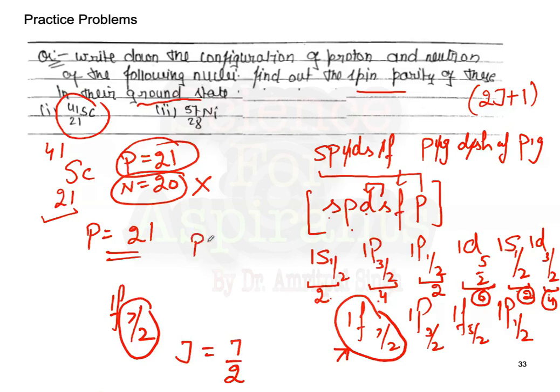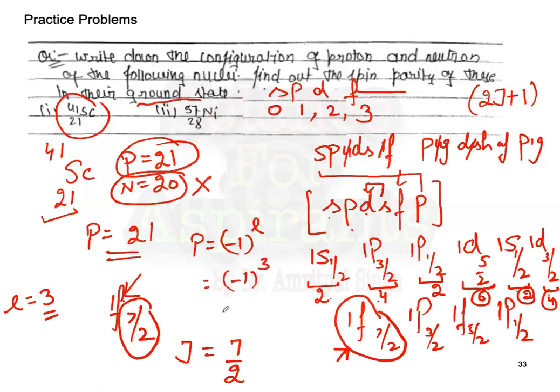Now I have to find the parity. So parity is (-1) to the power L. It is present in f orbital. So L will be equal to 3, because I have explained for 0, 1, 2, 3, this is s, p, d, and f. So (-1) raised to power 3, it has negative parity. So my ground state spin and parity for this scandium will be 7/2 minus. Similarly you can find out for this nickel-57, and this is your homework: you have to tell me what is the ground state spin and parity for nickel-57.